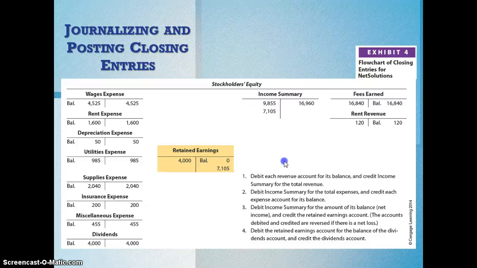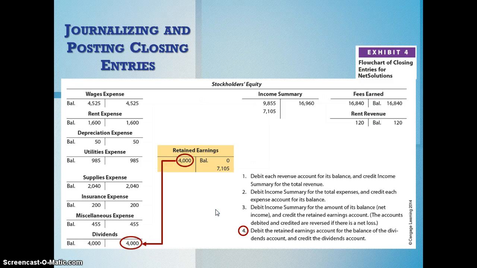And then last but not least is to close my dividend account. Dividends down here has a normal $4,000 debit balance. So to close it, I will credit. Then that means I have to debit retained earnings. Remember, my debits must always equal my credits.